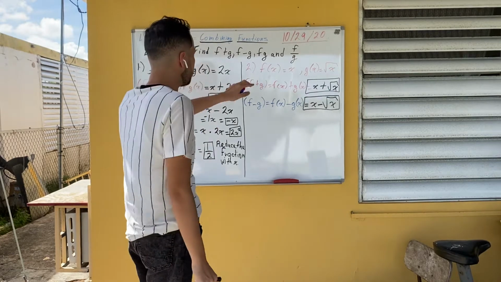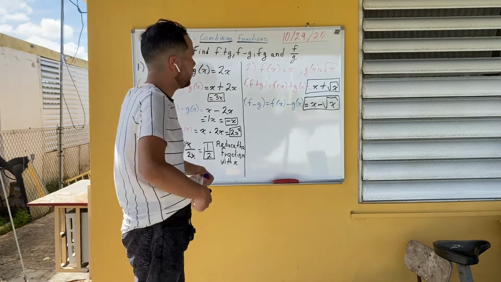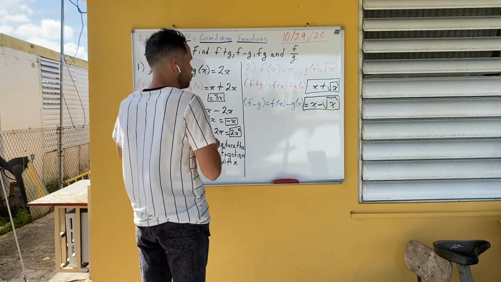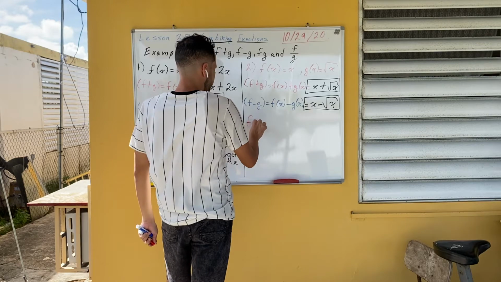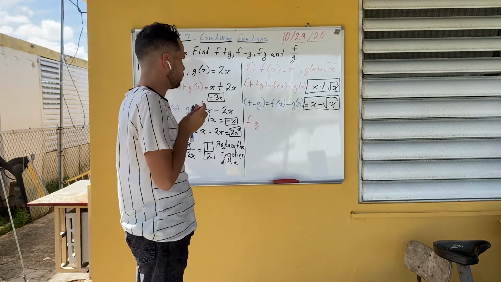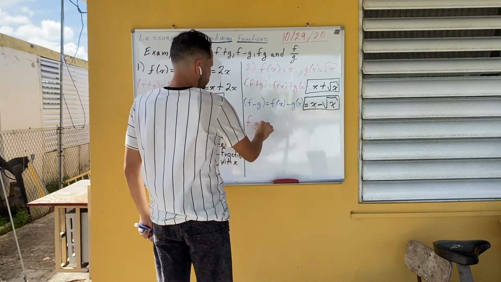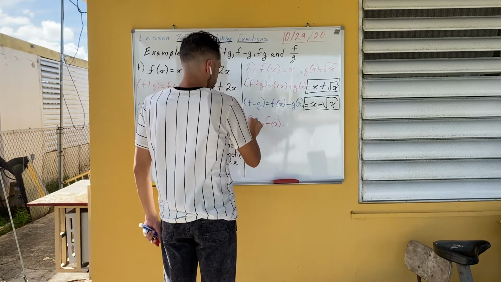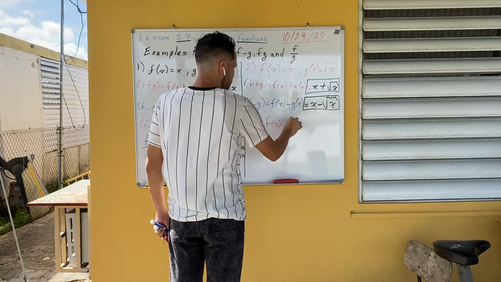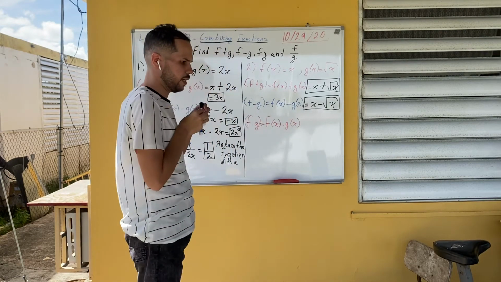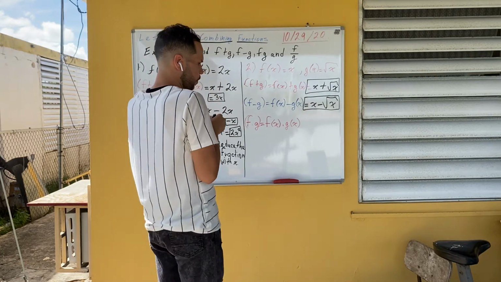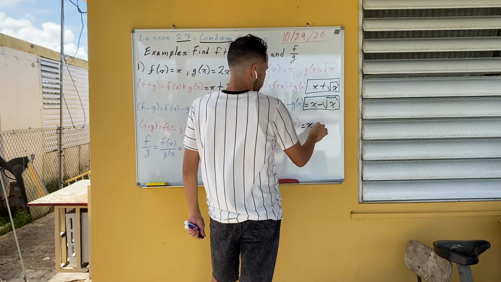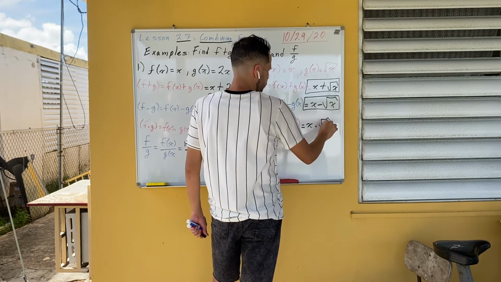Now we're going to multiply f times g, and last f over g. So let's see how it's done. Now we're going to go with f times g. It's going to be multiplying f of x times g of x. So it's going to be like this, students. We're going to be working with the multiplication of x times the square root of x.